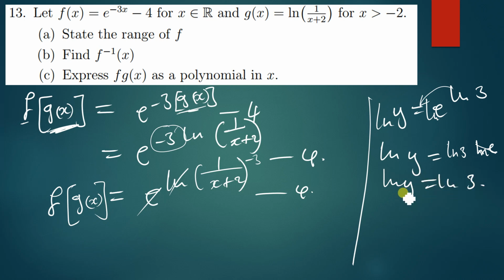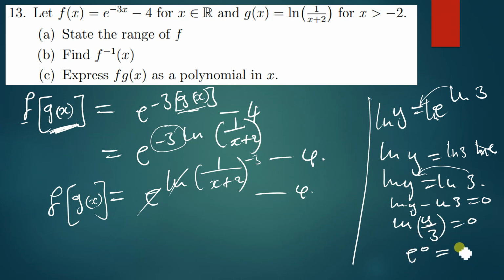And if we bring this to the other side of the equal sign, we have ln y minus ln 3 being equal to 0. So when we are subtracting, it means that we are dividing, so y over 3 being equal to 0. Convert this to exponential, we're going to have e to the power 0 being equal to y over 3. So e to the power 0 gives us what? 1. So we're going to have 1 is equal to y over 3. When we cross multiply, we're going to have 3 is equal to y, which is just the same as y is equal to 3.